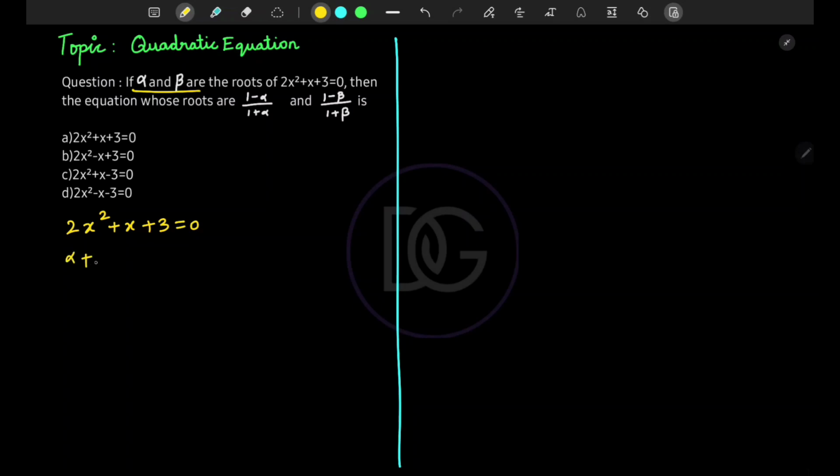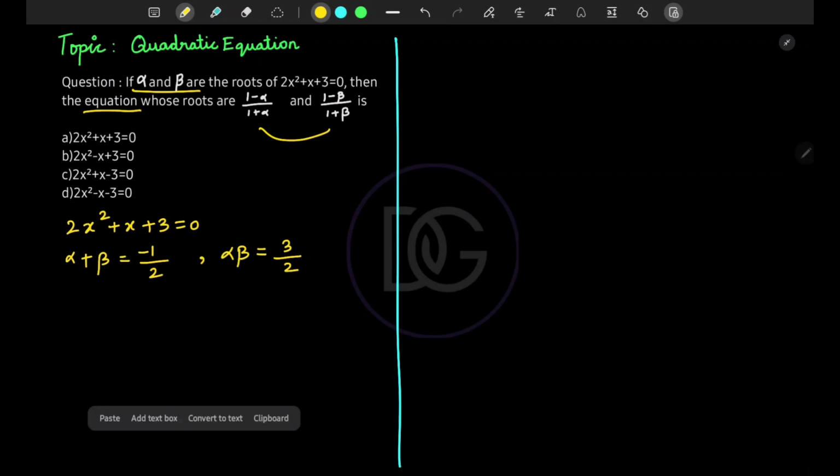From this equation, we can write sum of the roots, that is minus coefficient of x divided by coefficient of x square. Then product of the roots is constant term divided by coefficient of x square. Then the equation whose roots are (1 minus alpha) by (1 plus alpha) and (1 minus beta) by (1 plus beta). For these two roots, we need to find out the equation. So just write sum of the roots and product of the roots for these two roots. Then we need to substitute those two in the quadratic equation form.